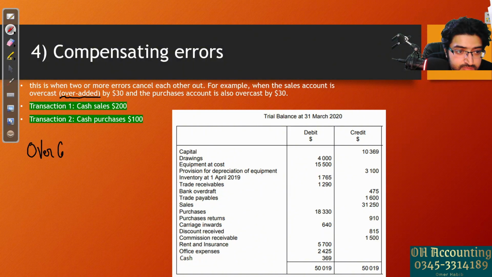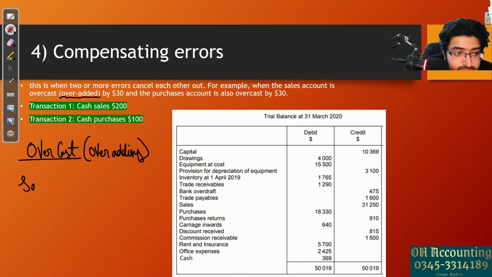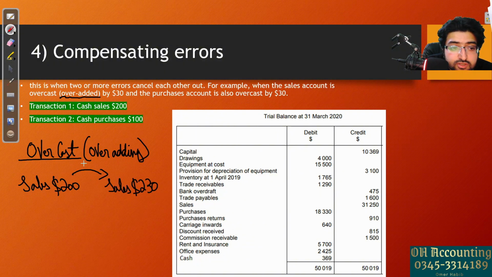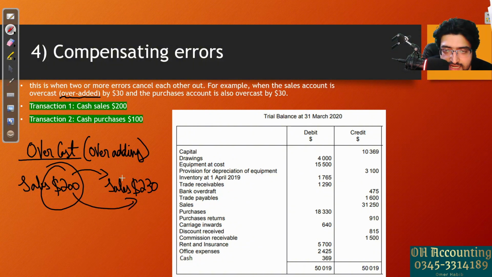Overcast simply means over adding an amount in any account. For example, we have made sales of $200 in reality, but by mistake we have recorded sales as $230. This is called overcasting or over adding an amount. Okay, this is wrong. The actual amount of sales is 200. We have over added this by $30. We have overcast the account by $30. Okay, this is called overcasting.